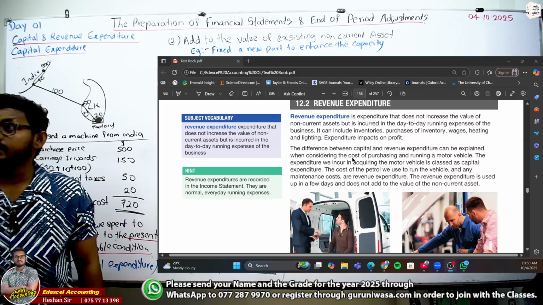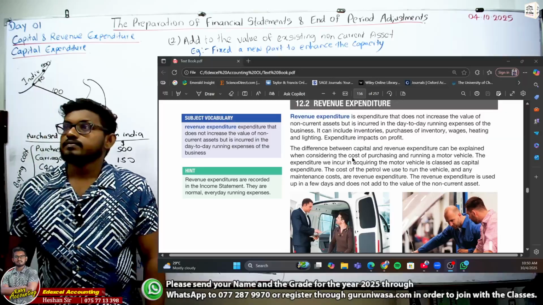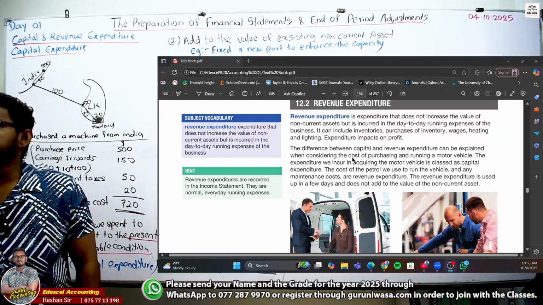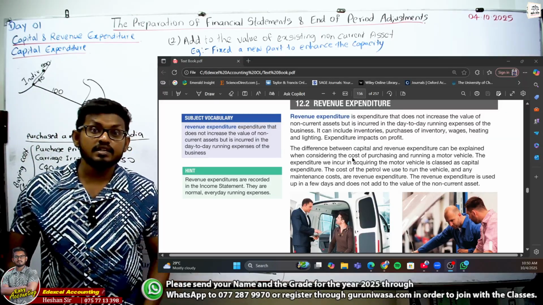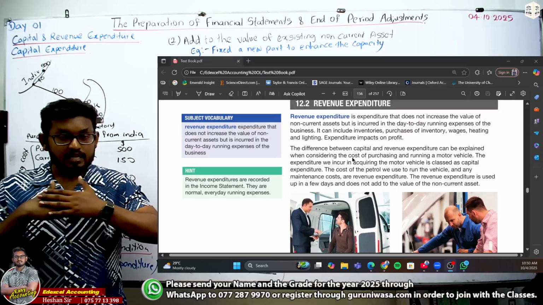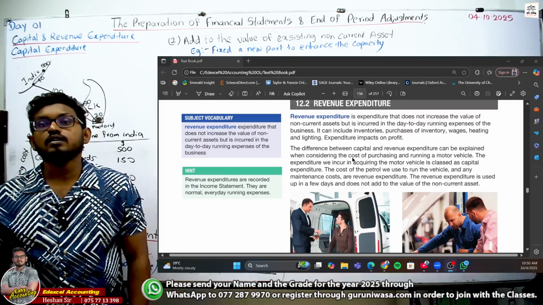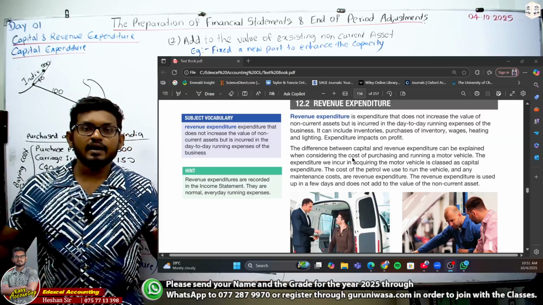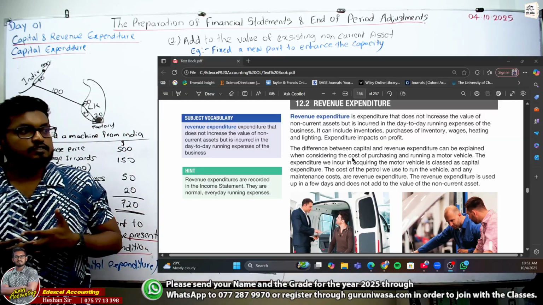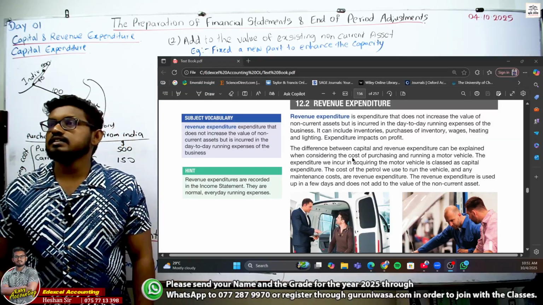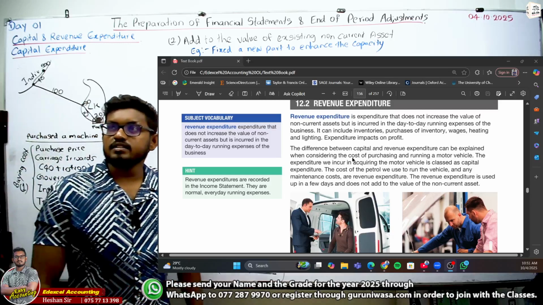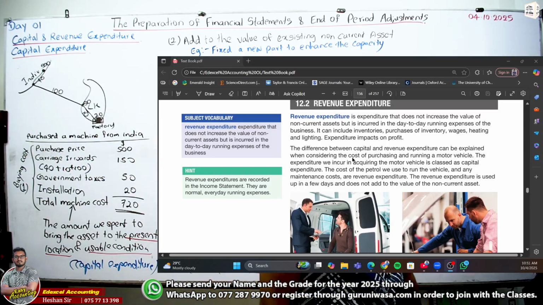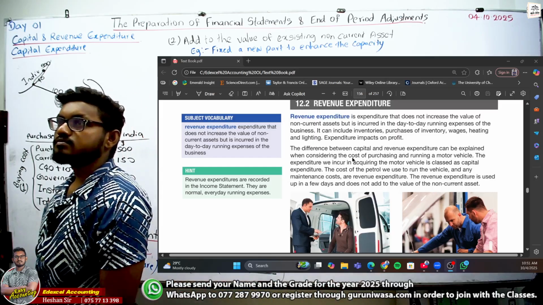But when it comes to capital expenditure, it's not like that, and it adds to the value of the non-current assets. Capital expenditure is a payment that lasts for many years. For an example, when we enhance the capacity of the machine, it will last for a few years. Revenue expenditure does not increase the value of the non-current asset, right?